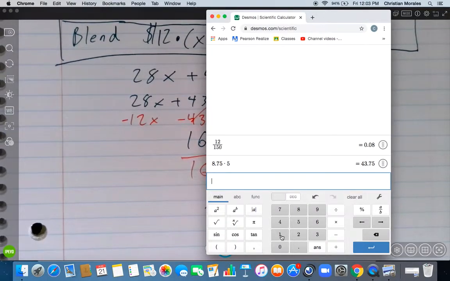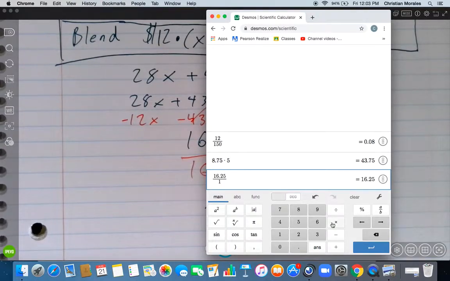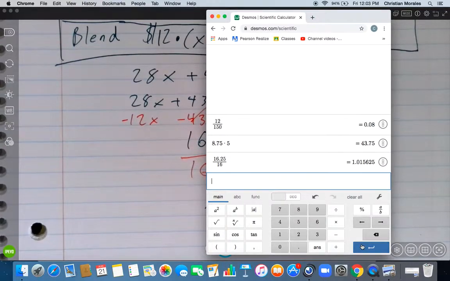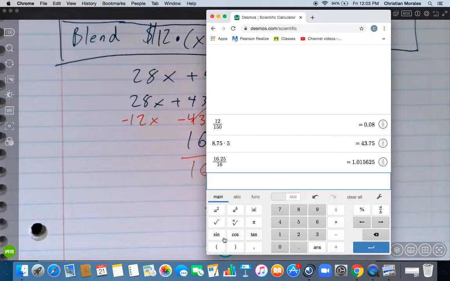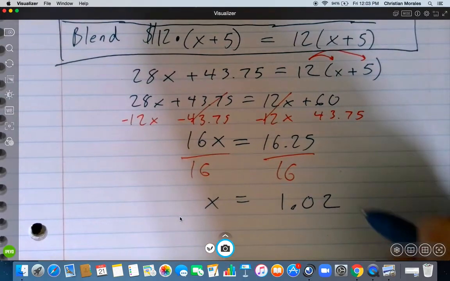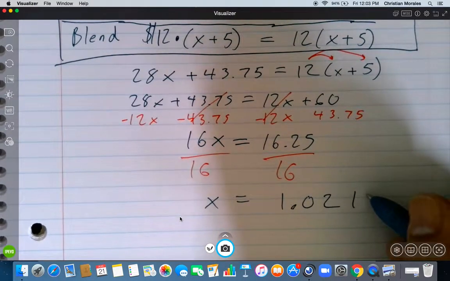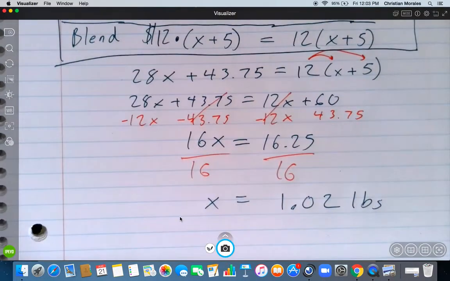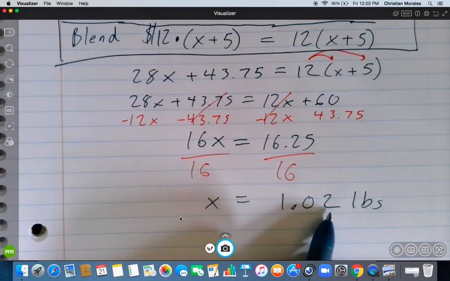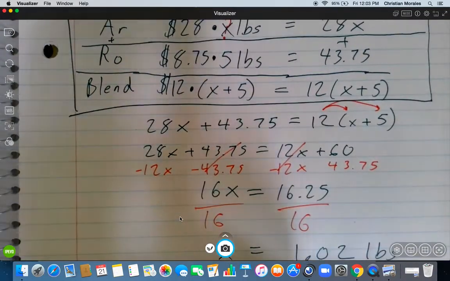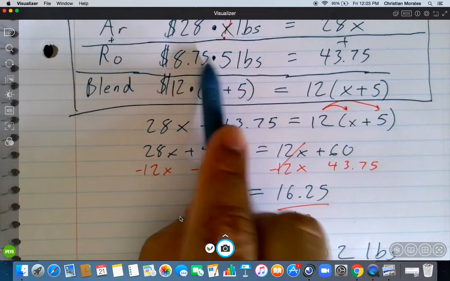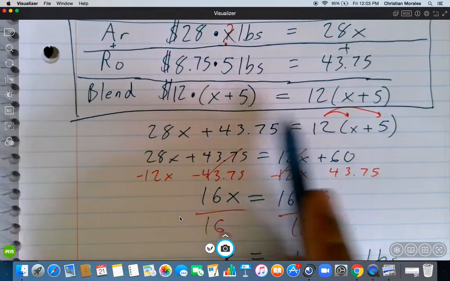16.25, let me just clear that. 16.25 divided by 16, and I get, I'm going to round that, 1.02. So remember, this is a word problem. What did this represent? A little over 1 pound, 1.02 pounds. That's how much of the expensive Arabica coffee, the one up here, you would mix with the Robusta to make this kind of blend.